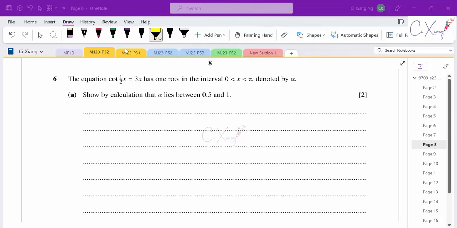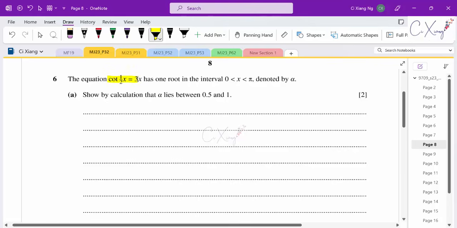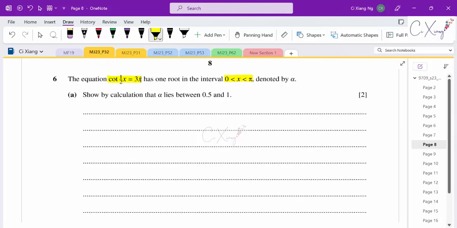Okay, so now we are at question number 6. We have this equation, cotangent half x equals 3x, which has one root in this interval, denoted by alpha. They want us to show by calculation that alpha lies between 0.5 and 1. So to prove that, I will apply the sign change method, where we try to find the sign change for the expression of this particular equation.